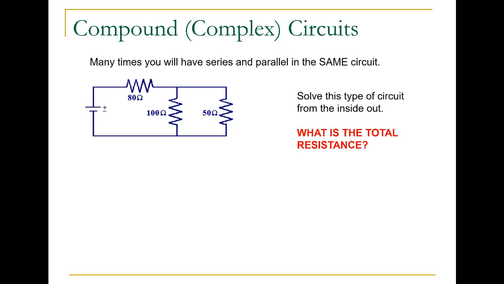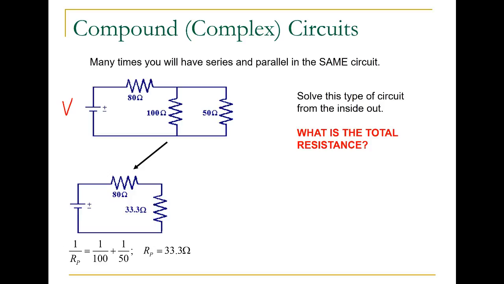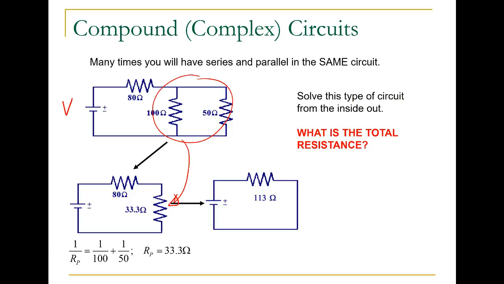First of all, it means find the total resistance of the circuit. So this is just V. The first thing is that the 100 and the 50 are in parallel. We use the rule for parallel, and we can draw a new diagram where the 100 and the 50 have been replaced by a single resistor of 33.3. Then that's in series with the 80 ohm, so we have a total resistance of 113.